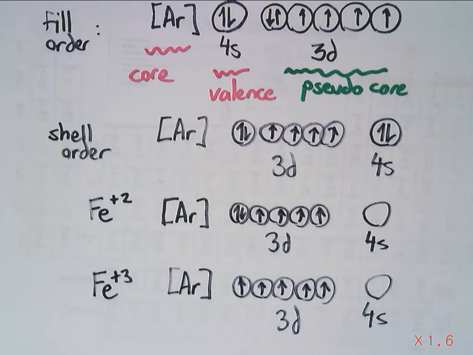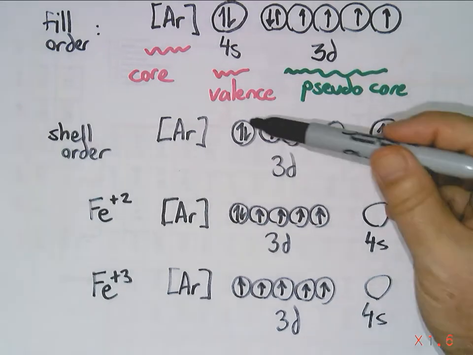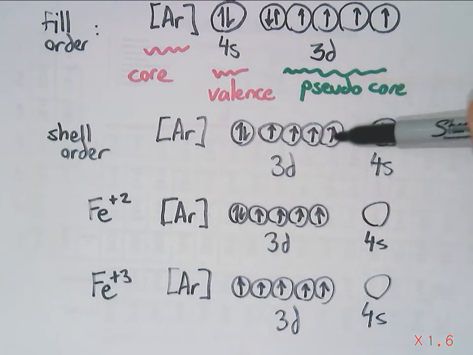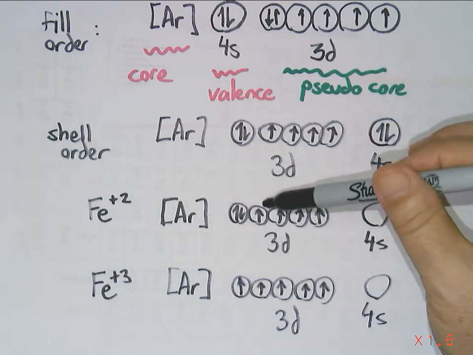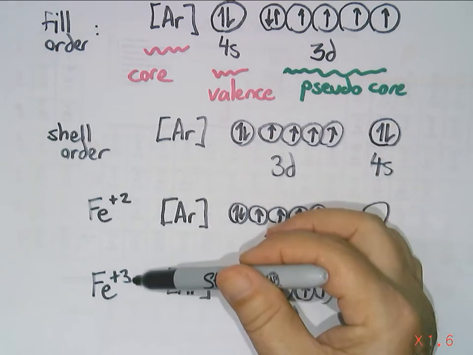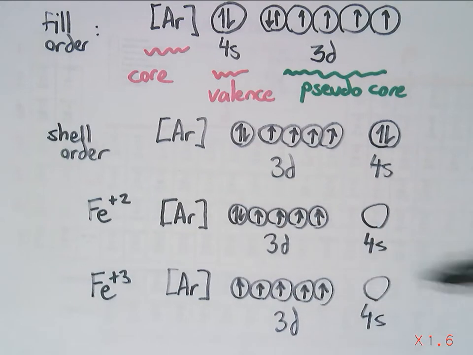Now, one way that you can characterize these things, describe these things, is to count how many unpaired electrons you've got. We'll say these are paired electrons and these are unpaired. So your atom has got 4 unpaired electrons in it. Your iron 2 ion also has 4 unpaired electrons in it. And your iron 3 ion has 5 unpaired electrons in it.